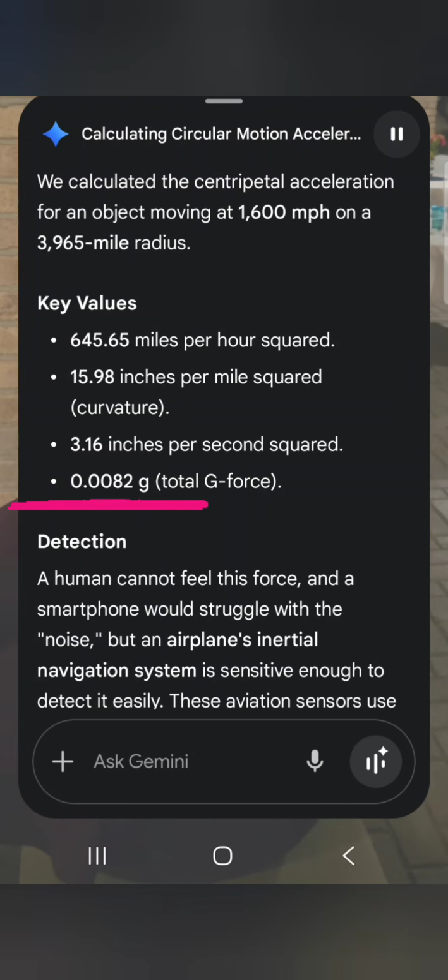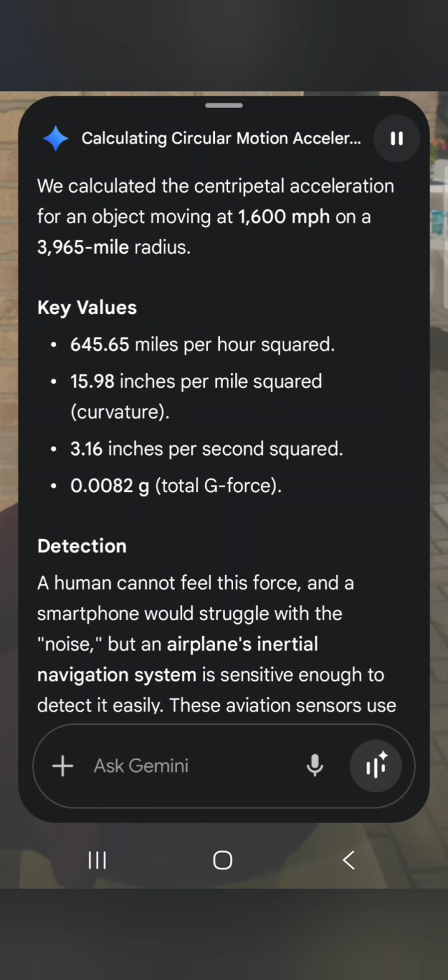0.0082 grams. Total G-force. Detection: a human cannot feel this force, and a smartphone would struggle with the noise, but an airplane's inertial navigation system is sensitive enough to detect it easily. These aviation sensors use filters and shock mounts to isolate this tiny signal from engine vibrations. So we got 0.0082 Gs, which is easily detectable by the aircraft instrument.